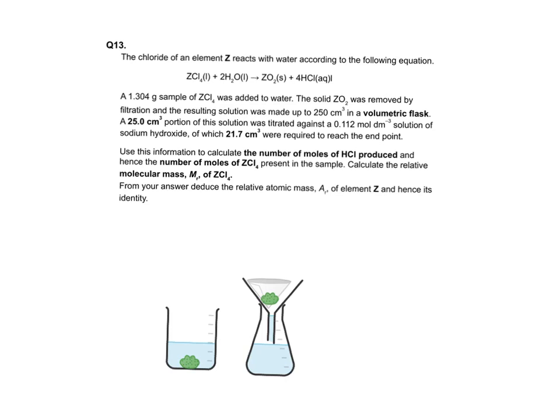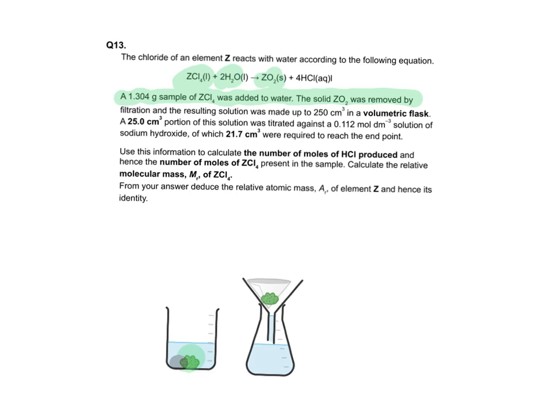So first of all, if we look at the chemical reaction, we've got an unknown liquid which has been labelled as ZCl4, and it's being reacted with water. So we've added 1.304 grams of this ZCl4 liquid, and we add it to water, and a solid ZO2 is produced. So there's our beaker with the ZO2.